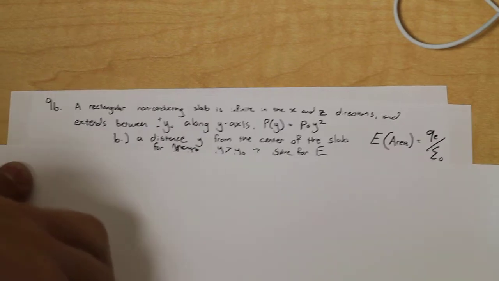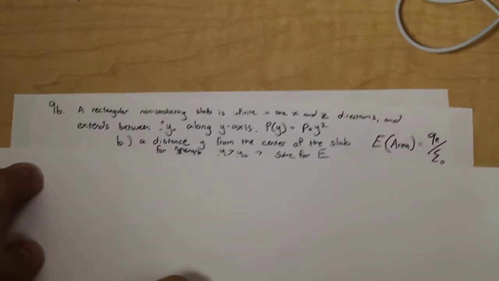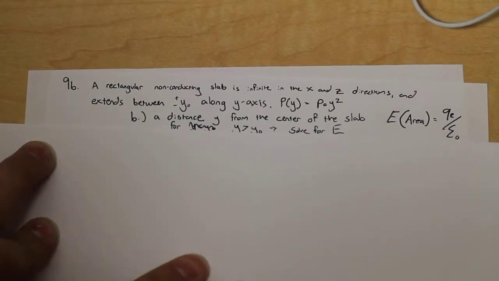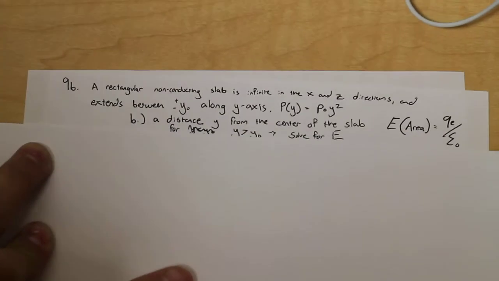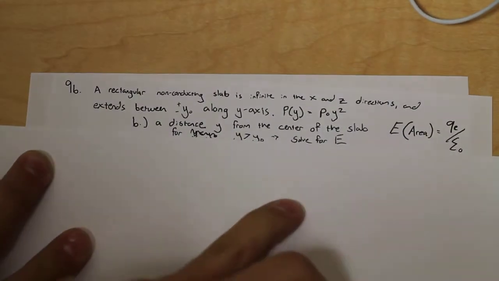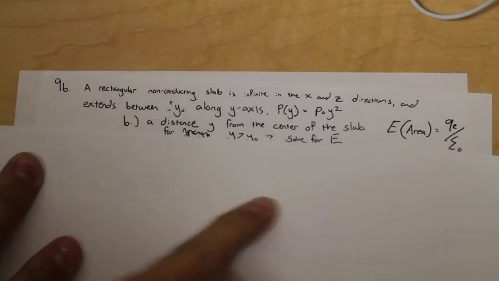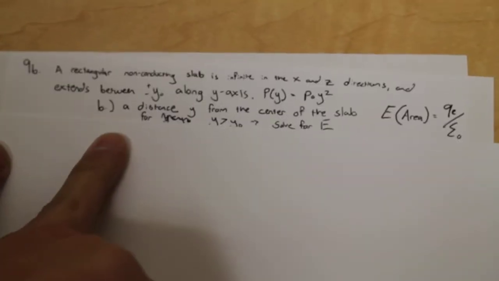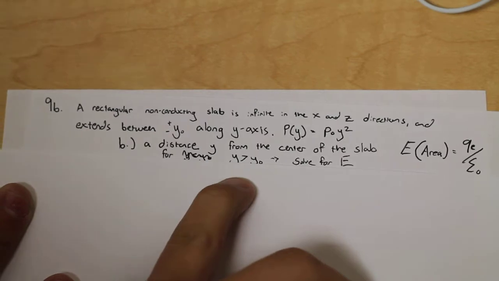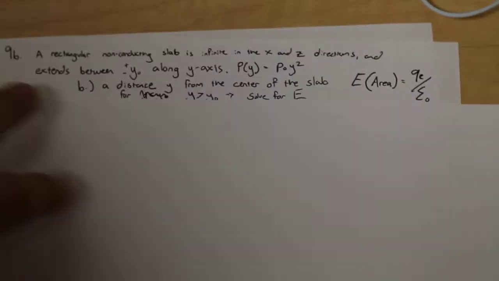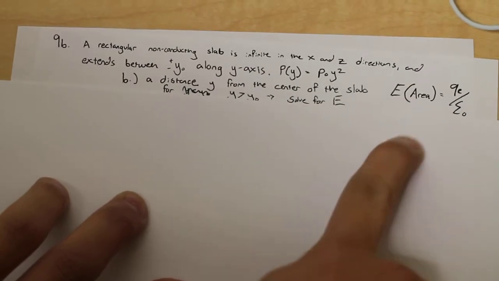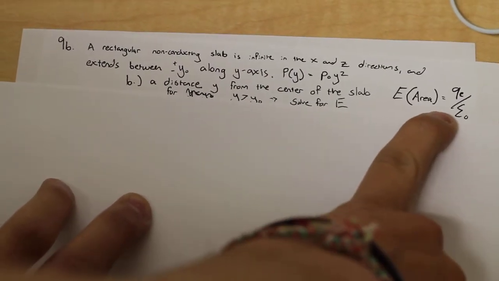Question 9b. A rectangular conducting slab is infinite in the x and z directions and extends between negative y0 and positive y0 along the y-axis. Rho of y is equal to rho0 y squared. B. Find the distance y from the center of the slab and solve for E when y is greater than y0. Okay, so we know that Gauss's law is the charge density times the area is equal to Q sub E over epsilon naught.